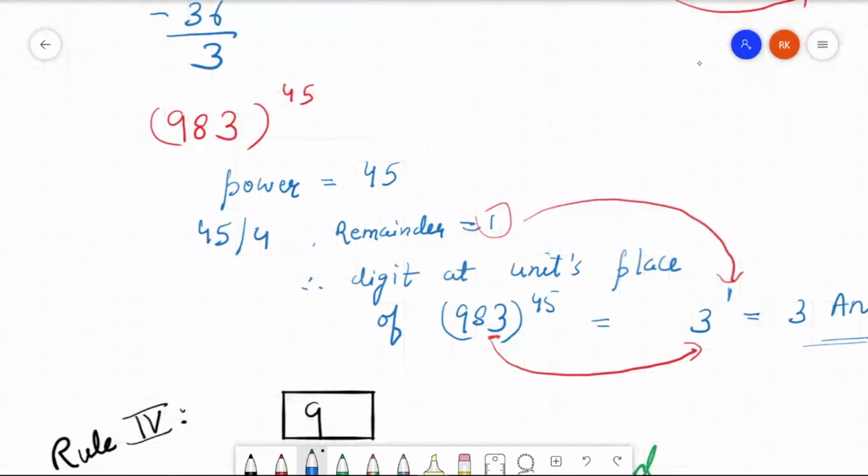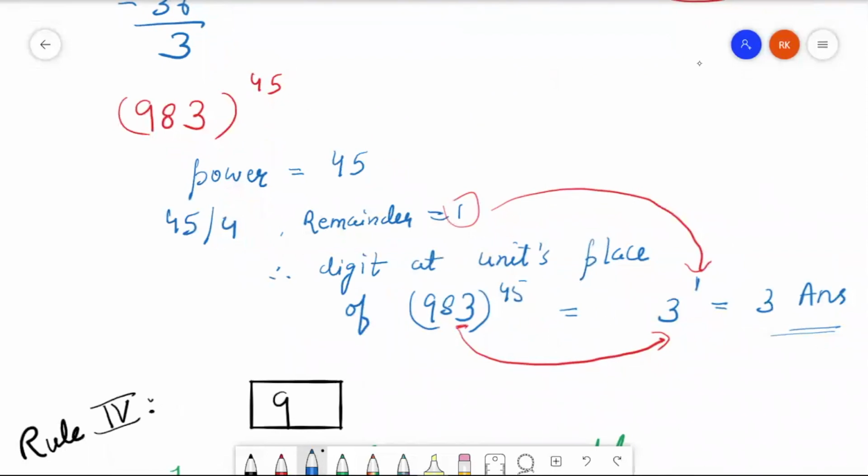Okay. Again, in the same way we will do this. Here 3 is at the unit place and 45 is the power, which is not divisible by 4. Here also we can easily see that the remainder will be 1. Therefore, the digit at the units place of 983 raised to the power 45 will be 3 raised to the power 1. 3 is the digit at the unit place of the given number and 1 is the remainder. So 3 raised to the power 1 is 3.